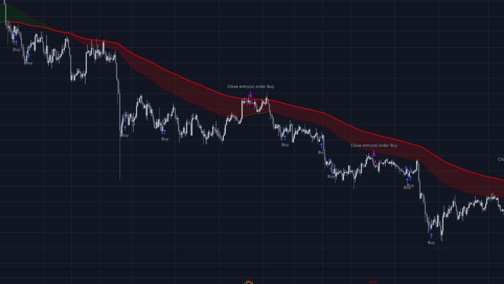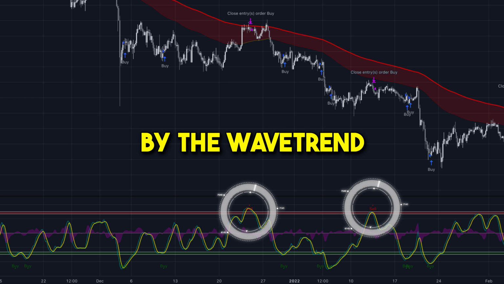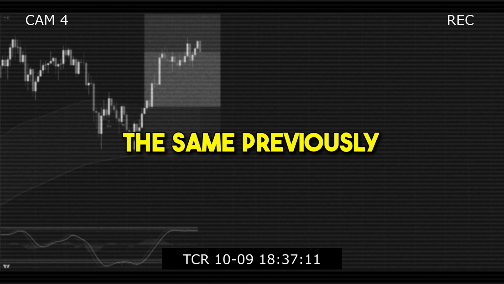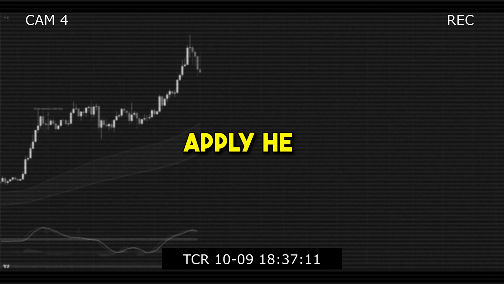Next, you want to be looking for a price pullback while the ribbon is colored in red and the sell signal given by the wave trend indicator. The same previously mentioned risk management principles apply here.